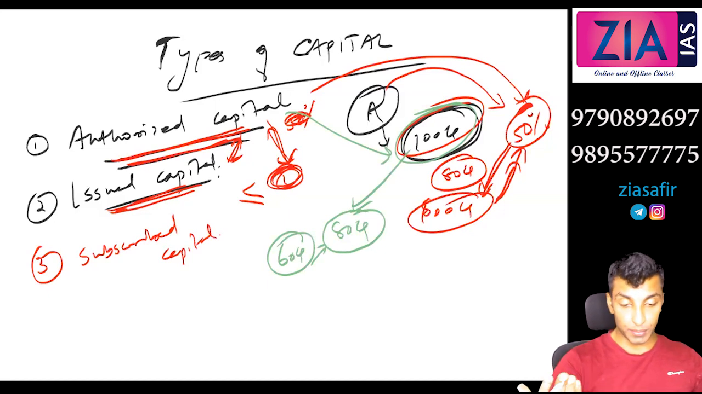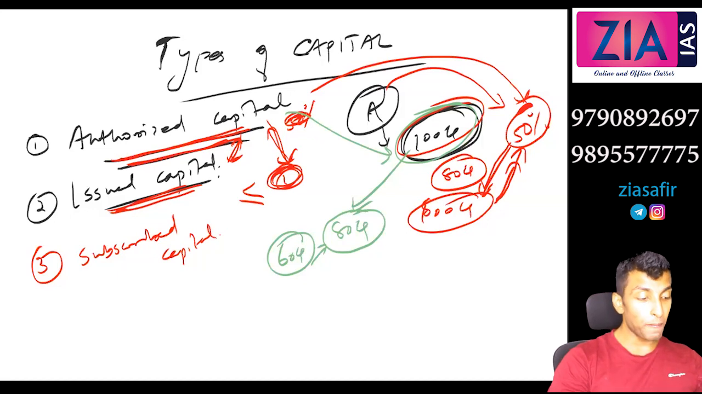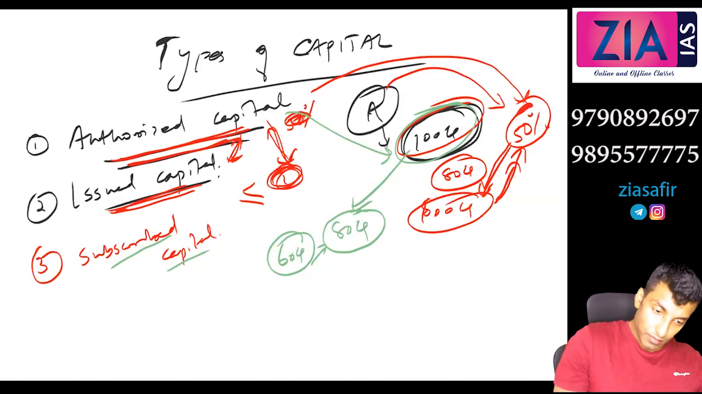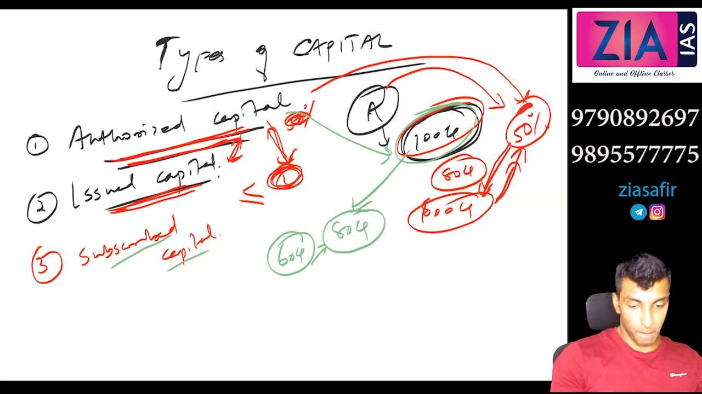It is a capital which is subscribed by the shareholders. You can write that. It is a part of issued capital. Subscribed capital is a part of issued capital which is subscribed or purchased by the investors, or public.